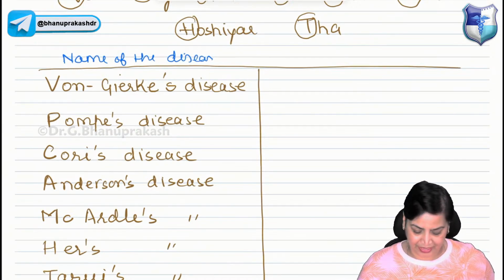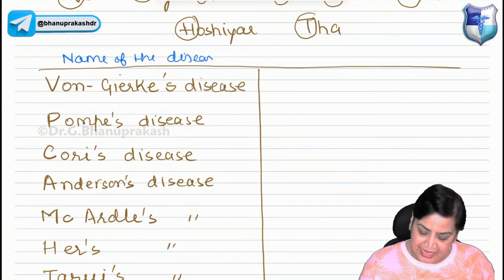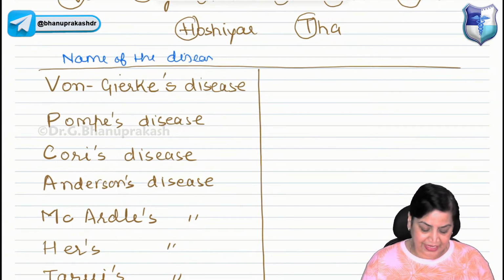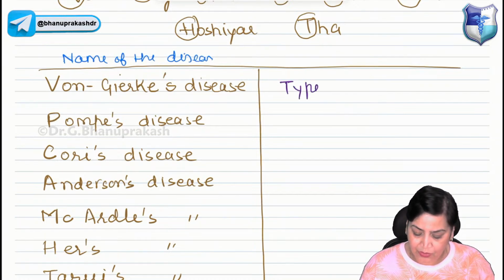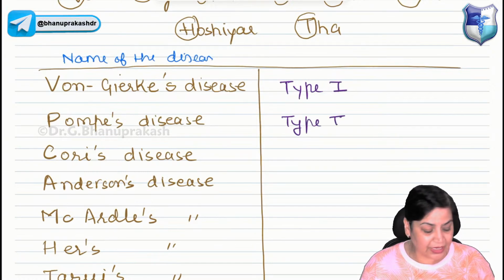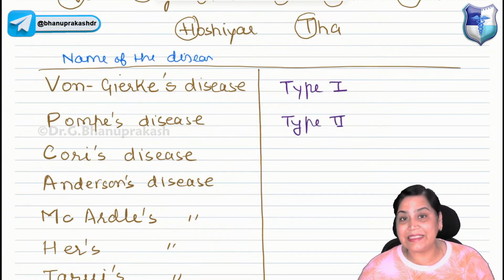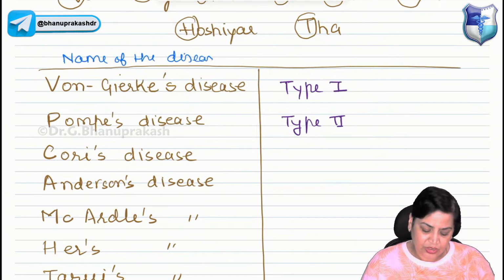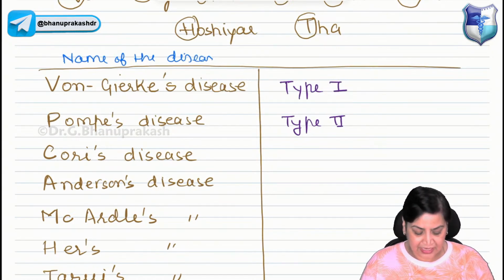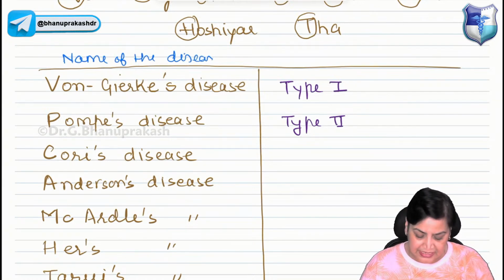Barkha Basila. Okay. So the names of the diseases are here and I'll just write the types here. Von Gierke's disease is number 1, so it will be type 1. Pompe's disease is type 2. You can pronounce it as Pompey's disease also because they are all nouns, so it depends on the pronunciation. Von Gierke's disease, Pompey's disease or Pompe's disease. Cori's disease is type 3.